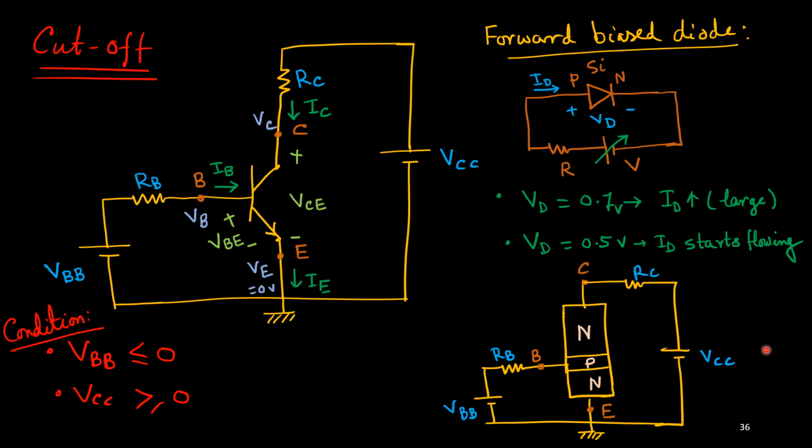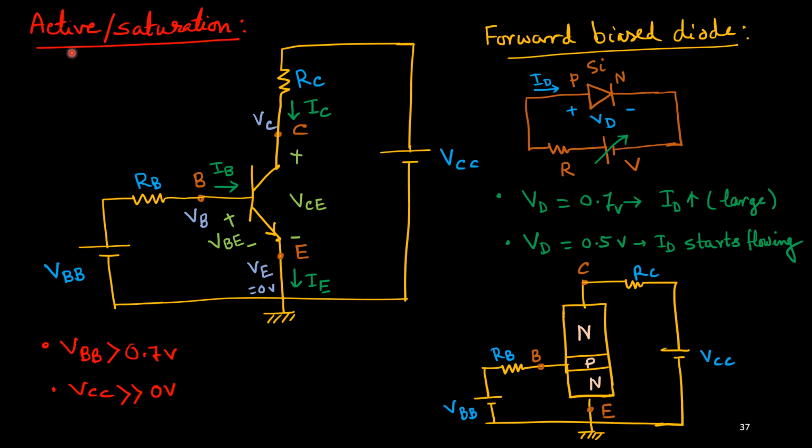And if VCC is high, around 10 volt, then this base to collector junction is again reverse biased. Thus both the junctions are reverse biased, meaning it is in cutoff region. So this is the condition. This source should have 0 volt or negative voltage, and this potential is positive, and we will get cutoff region. In cutoff region, you understand there is no current flow. All the currents IB, IC, IE are negligibly small.